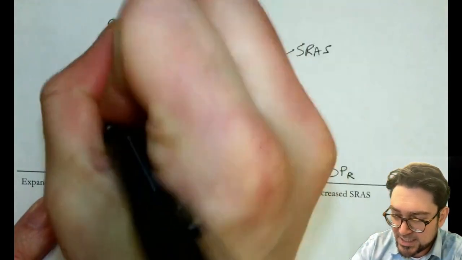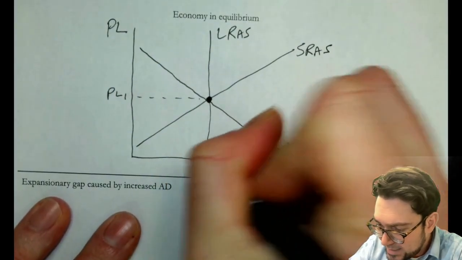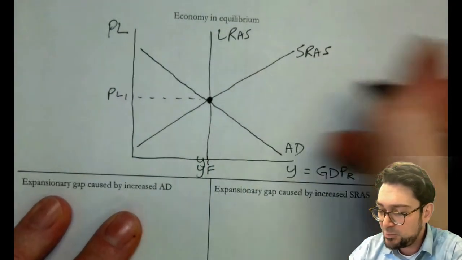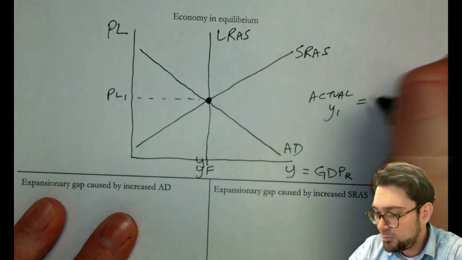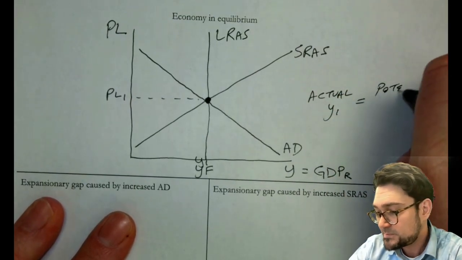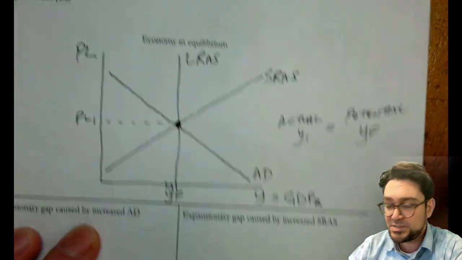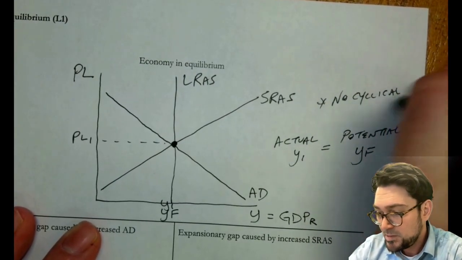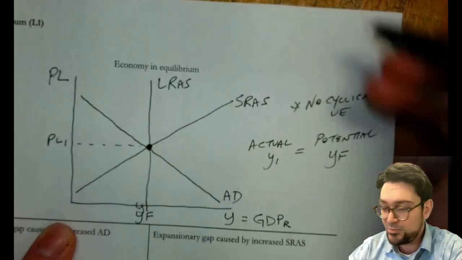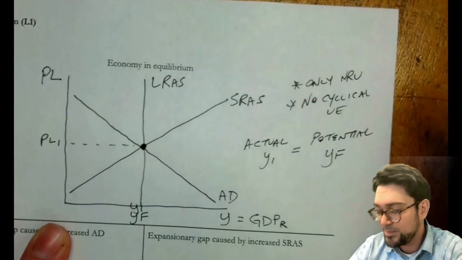Now, we're going to have a dashed line over and put PL1, and we're also going to put a little Y1 right there. So in equilibrium, the actual, which is Y1, equals the potential, which is YF. And we can also say that there would be no cyclical unemployment, right? The only type of unemployment would be the natural rate of unemployment.